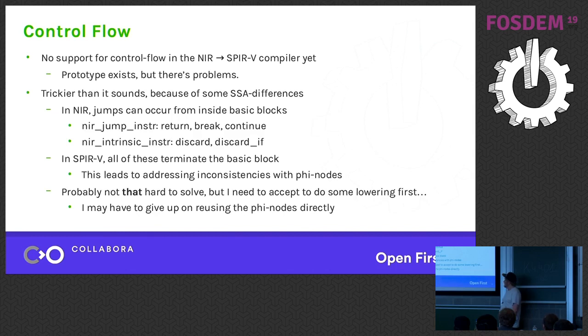In SPIR-V, all of these terminate the basic block, and that means that addressing phi nodes gets pretty hairy. It's probably not super duper hard to solve, but I think I'm going to have to accept not a direct translation here first, and do something a little bit clever. I haven't really spent much thought about this after hitting this wall.